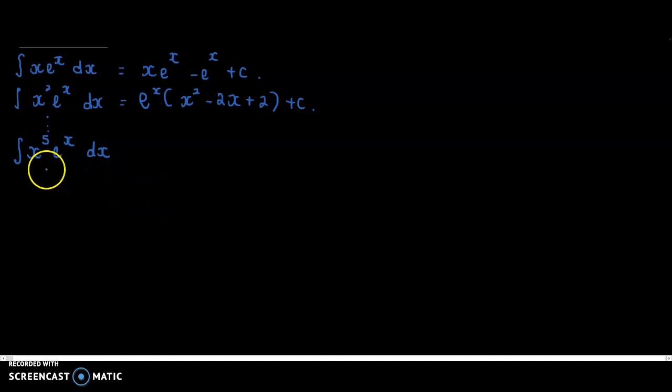And similarly, if you want to integrate a higher power, let's say x to the n e to the x dx, we'll have to use integration by parts n times.